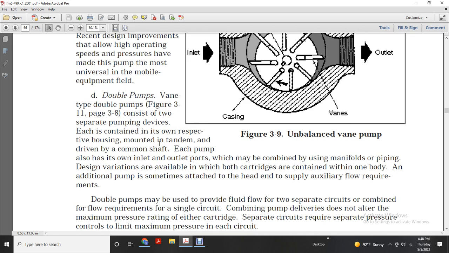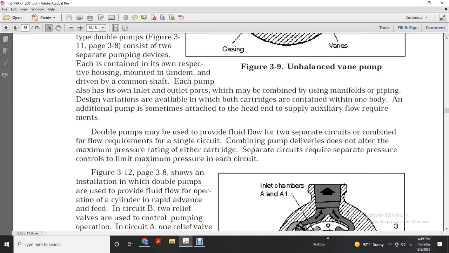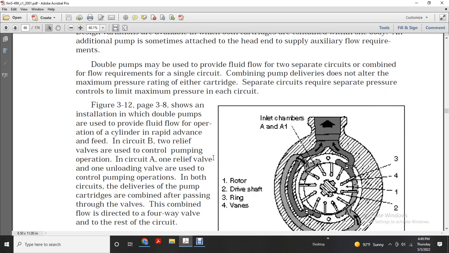Double pumps. The vane double pump, figure 3.11, consists of two separate pumping devices, each contained within its own housing, mounted in tandem and driven by a common shaft. Each pump has its own inlet and outlet port, which may be combined with manifolds or pipe. Design variations are available, with both cartridges contained within one body, and additional pumps sometimes attached at the head end to supply auxiliary flow requirements. Double pumps may provide fluid flow to two separate circuits or combined flow to a single circuit. Combining pump deliveries does not alter the maximum pressure rating of either cartridge, while separate circuits require separate pressure controls to limit the maximum pressure in each circuit.